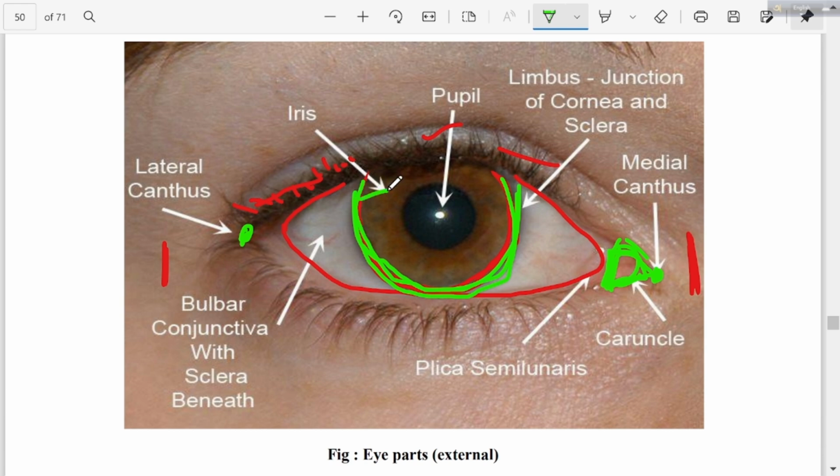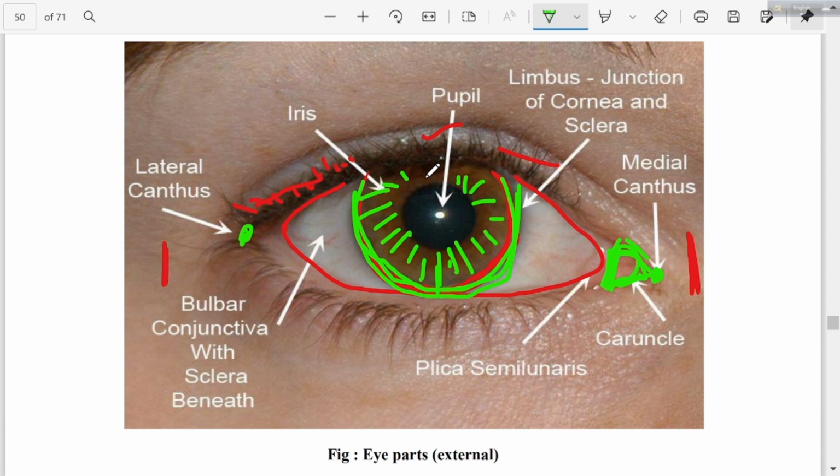Then here we can see this part is called the iris. The iris is a thin pigmented structure found in the eye that regulates the amount of light that enters the retina. Here you can see the pupil. This whitish portion is called the pupil.